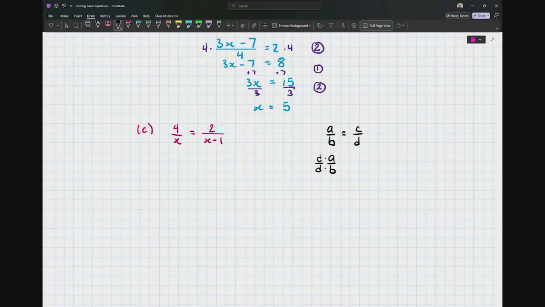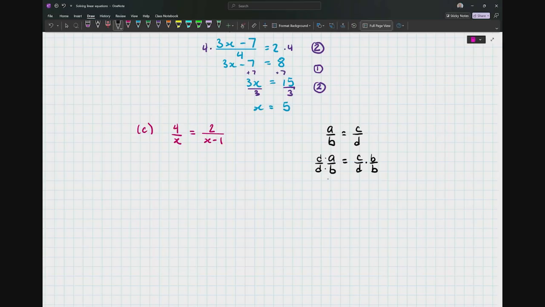d over d, for instance, is equivalent to 1. Multiplying by 1 keeps the value the same. On the other side, c over d, I'm going to multiply by 1, but I'm going to use a specific 1, in this case b over b.